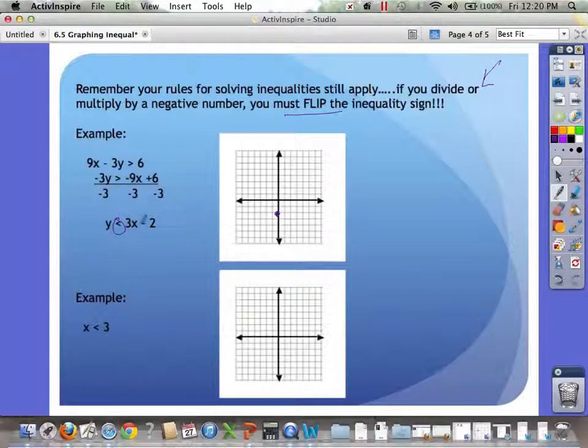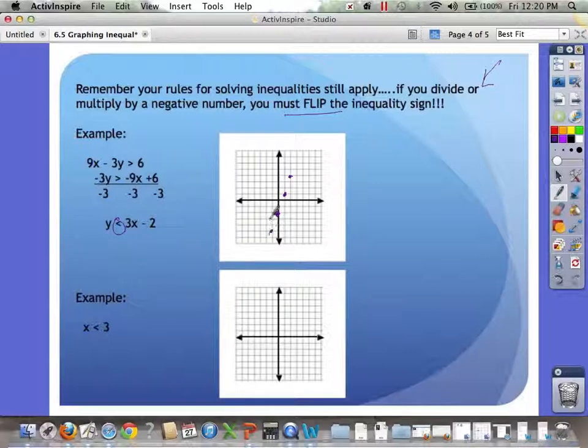My slope is 3 over 1, so I'm always going to go up or down first. This is positive, so I'm going up, 1, 2, 3, and always right. And then after that, if you need to go the opposite direction, you know which way to go. Okay, and then I'm going to go down and left.